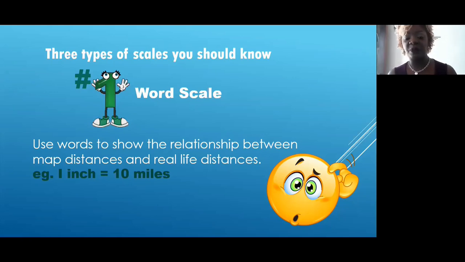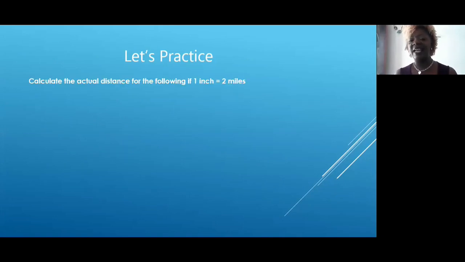Okay, so for example, on my screen, it says 1 inch equals 10 miles. All right, so all that is saying, every 10 miles, that's only 1 inch. 1 inch for every 10 miles. All right, now, this is the bigger question. Let's have a quick practice. What if we say, calculate the actual distance for the following if 1 inch equals 2 miles.